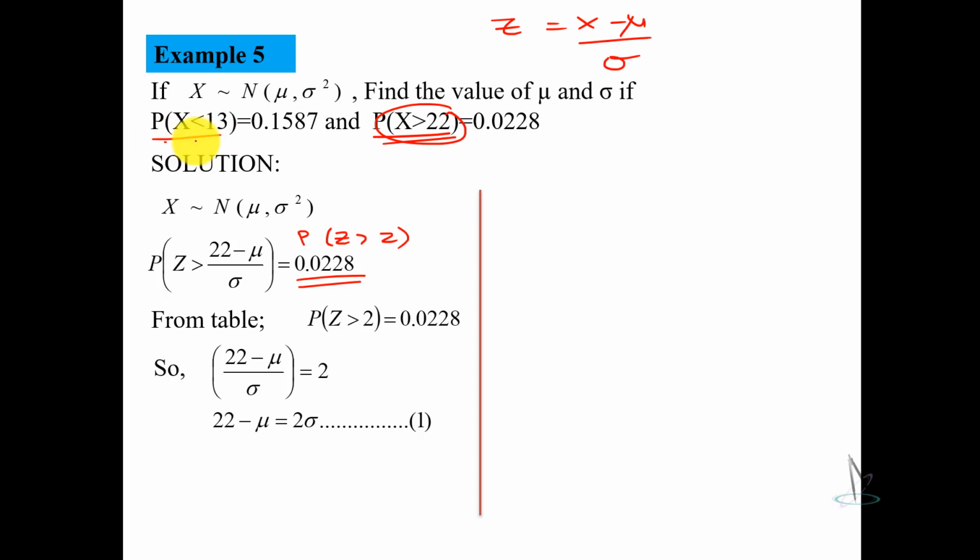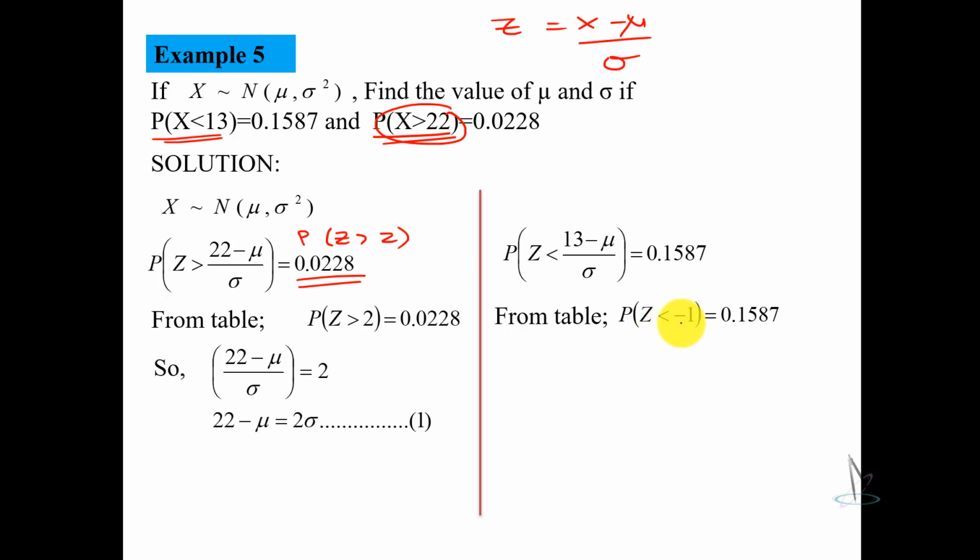Okay, so now let us use this one. X less than 13 is 0.1587. So let me standardize that one. So Z less than 13 minus mu over sigma is 0.1587. From the table, the probability for Z less than -1 is 0.1587, so you can actually compare them both. So 13 minus mu over sigma is equal to -1. Therefore 13 minus mu is equal to -1 sigma, or negative sigma.